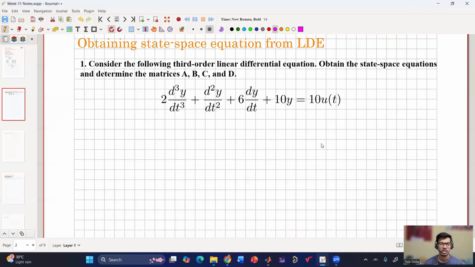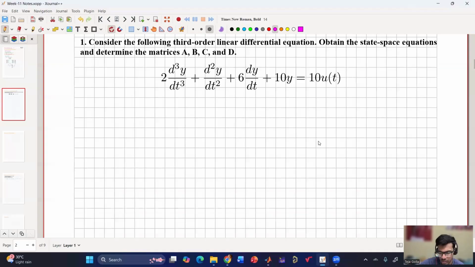So the equation is 2 into d cube y by dt cube plus d square y by dt square plus 6 into dy by dt plus 10y is equal to 10 into u of t. So now I'll just rewrite it in a different way so that it will be easy to understand. So I'm rewriting this equation as 2 into y triple dot plus y double dot plus 6 into y dot plus 10 into y is equal to 10 into u of t.